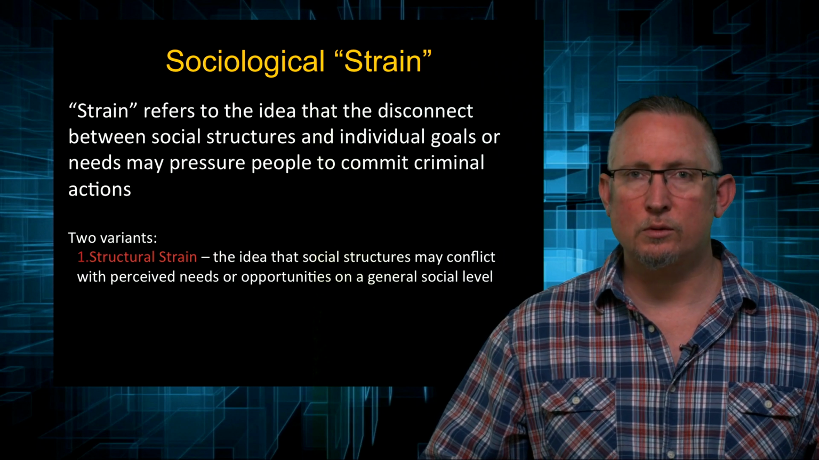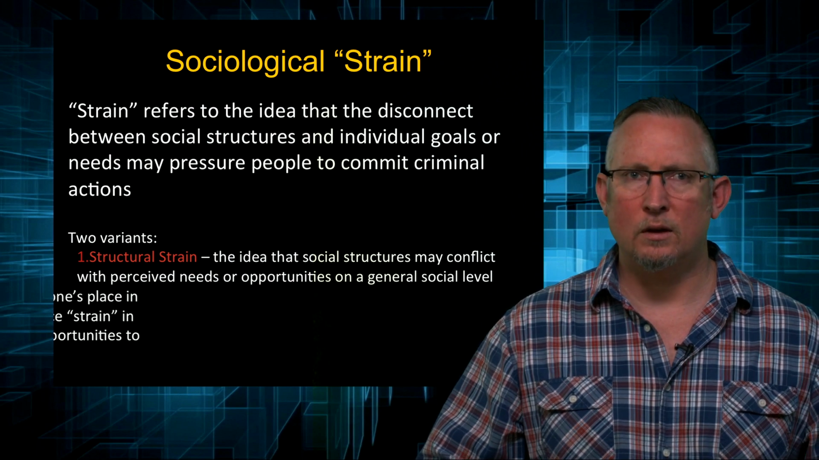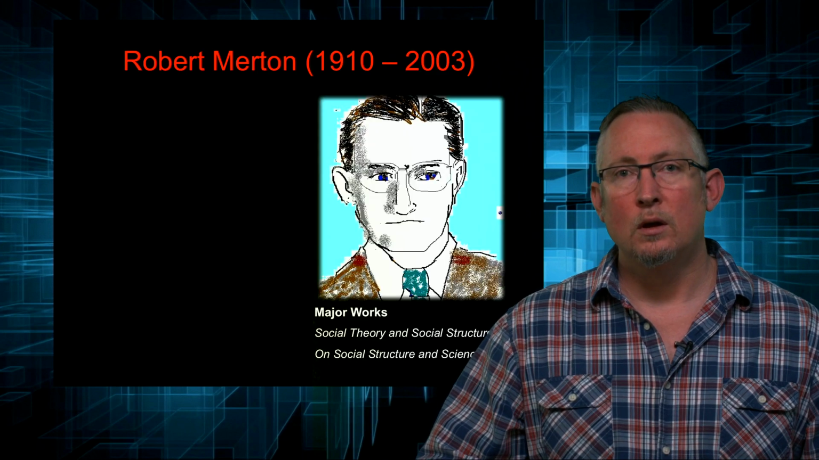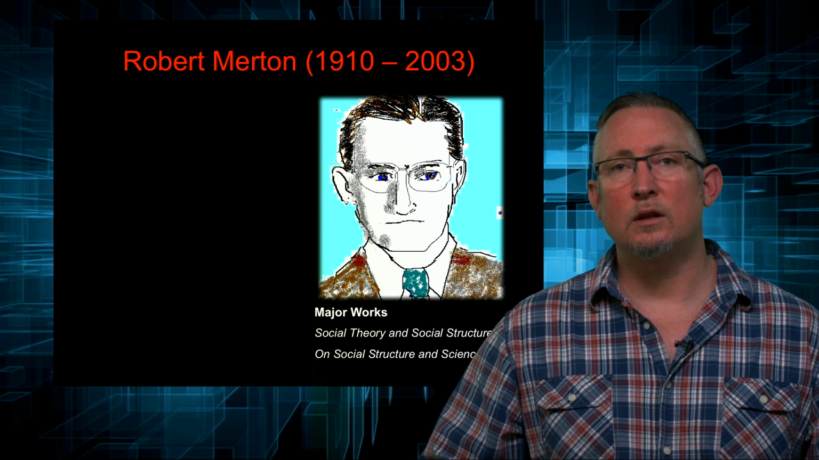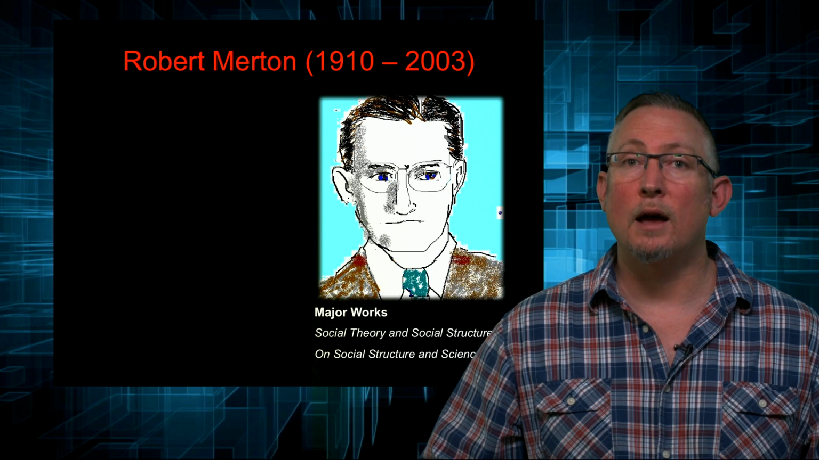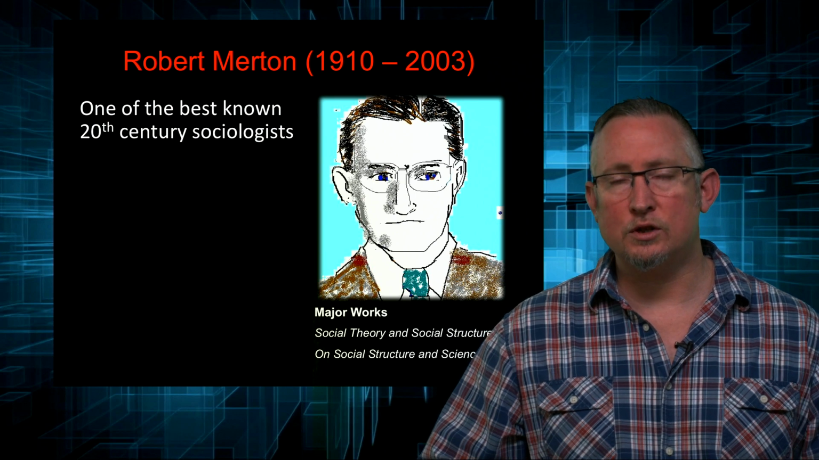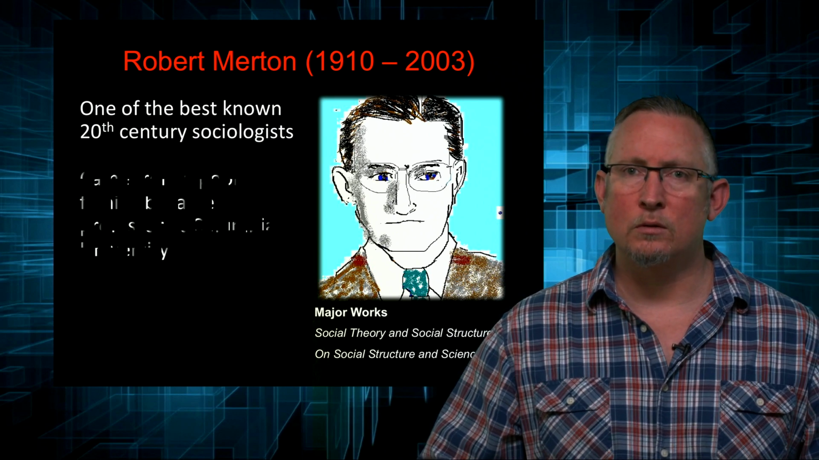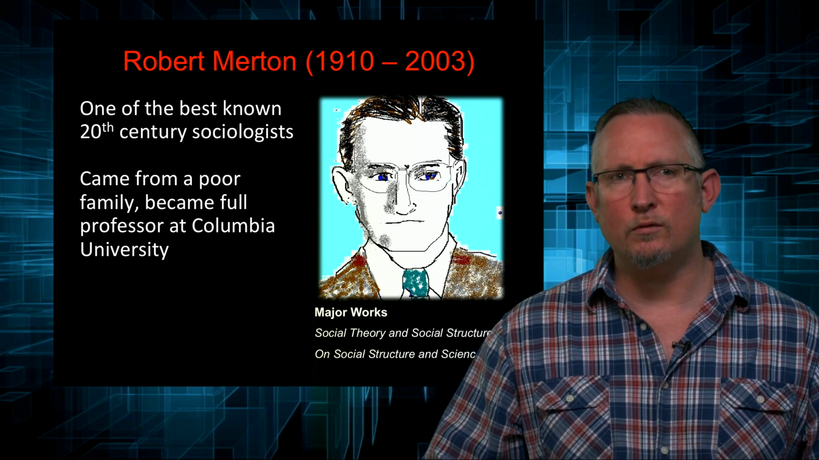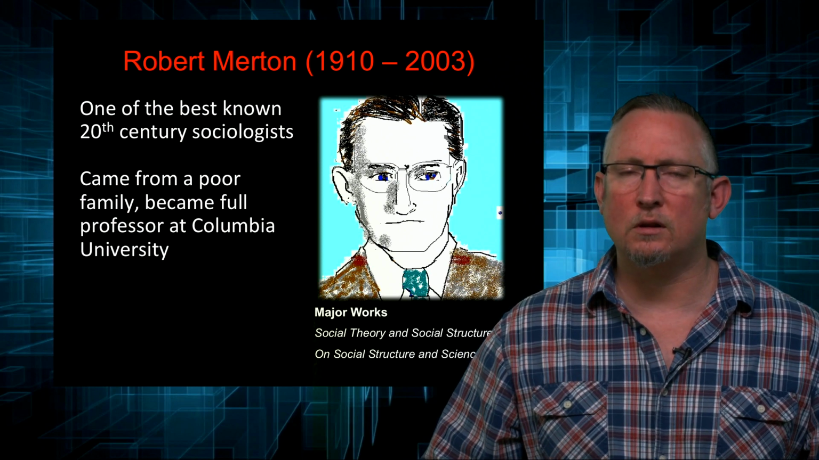We'll look first at structural strain set forth by the sociologist Robert Merton, and then we'll look at individual strain as set forth in general strain theory by Agnew. Merton was a sociologist at Columbia University, but he wasn't a really stereotypical Ivy League professor. One of the best known 20th century sociologists, probably at one point the best known, certainly arguably the most influential. He was a student of Talcott Parsons at Harvard University, but he came from a poor family before he made his way to becoming a full professor at Columbia University.